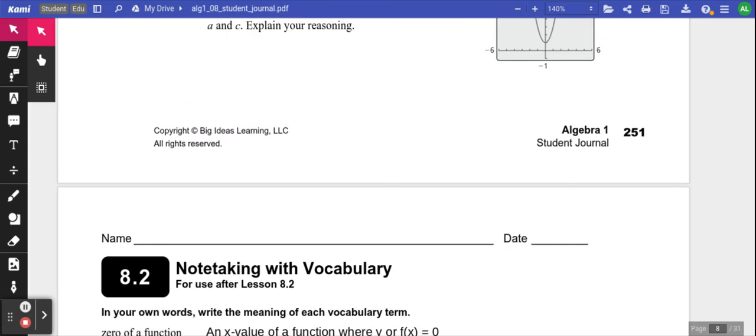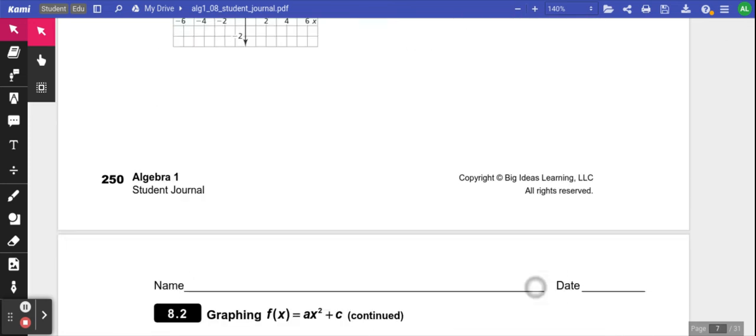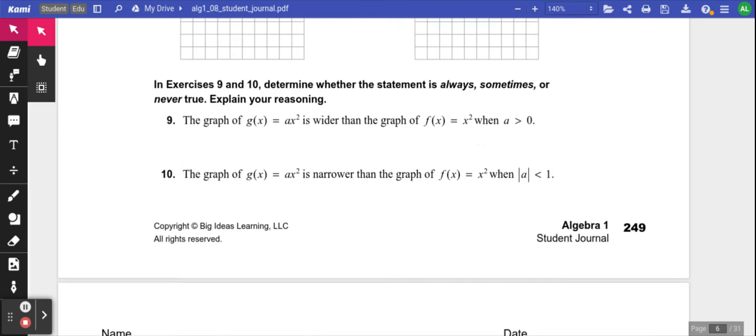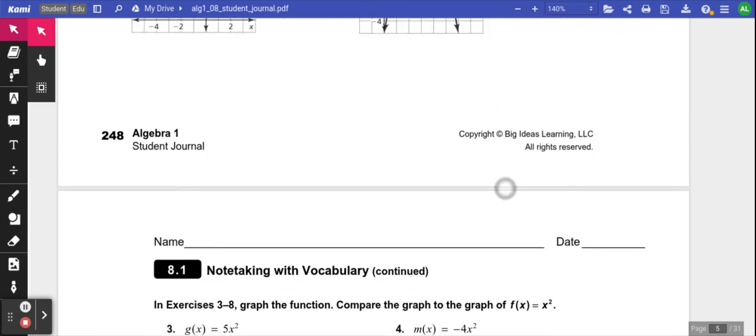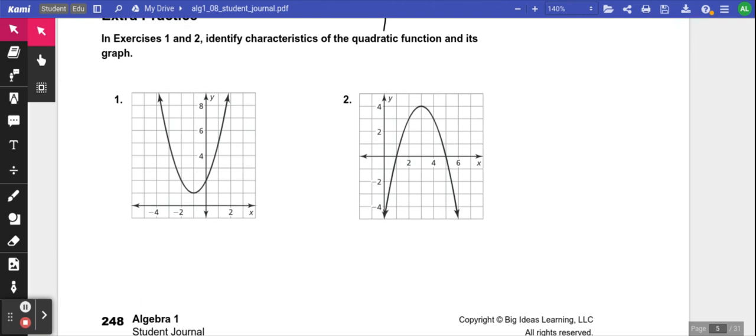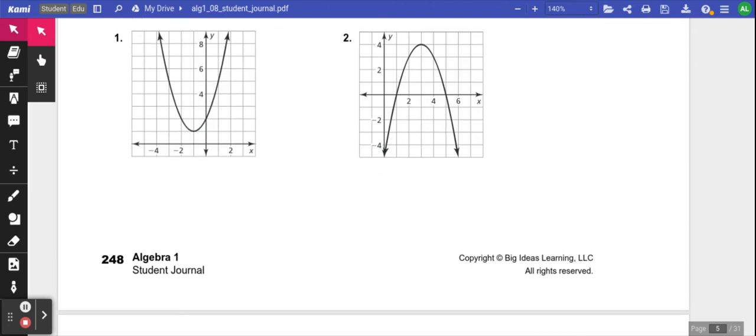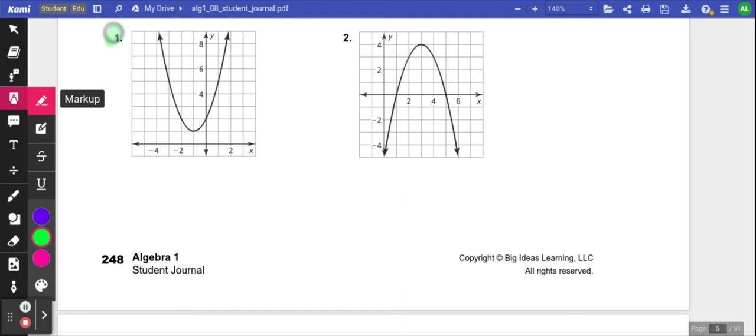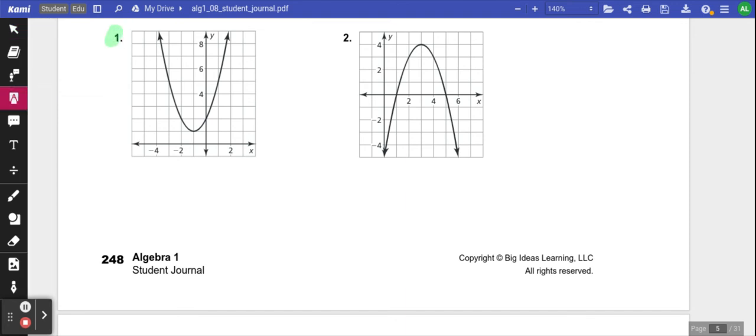I want to look at a couple of examples here. I know the question is not asking the exact same thing. I'm here on 248. I just want to identify the vertex and the axis of symmetry because it is asking you some of the same things on your homework.